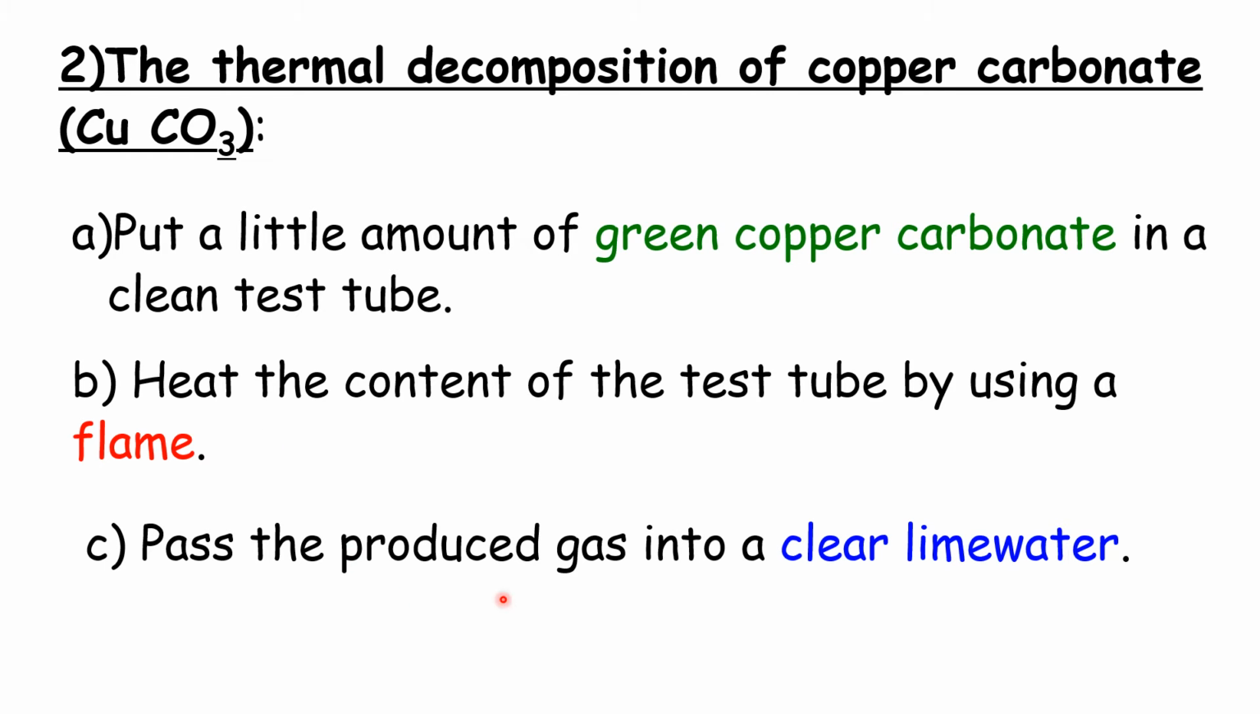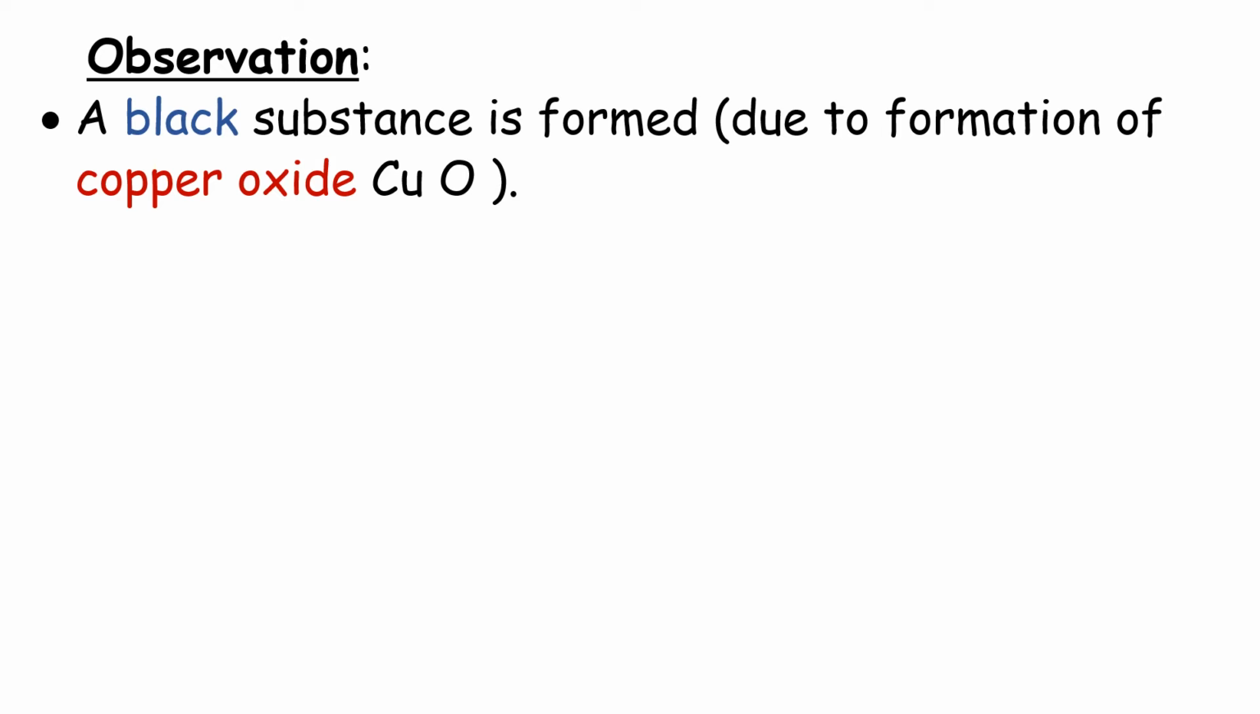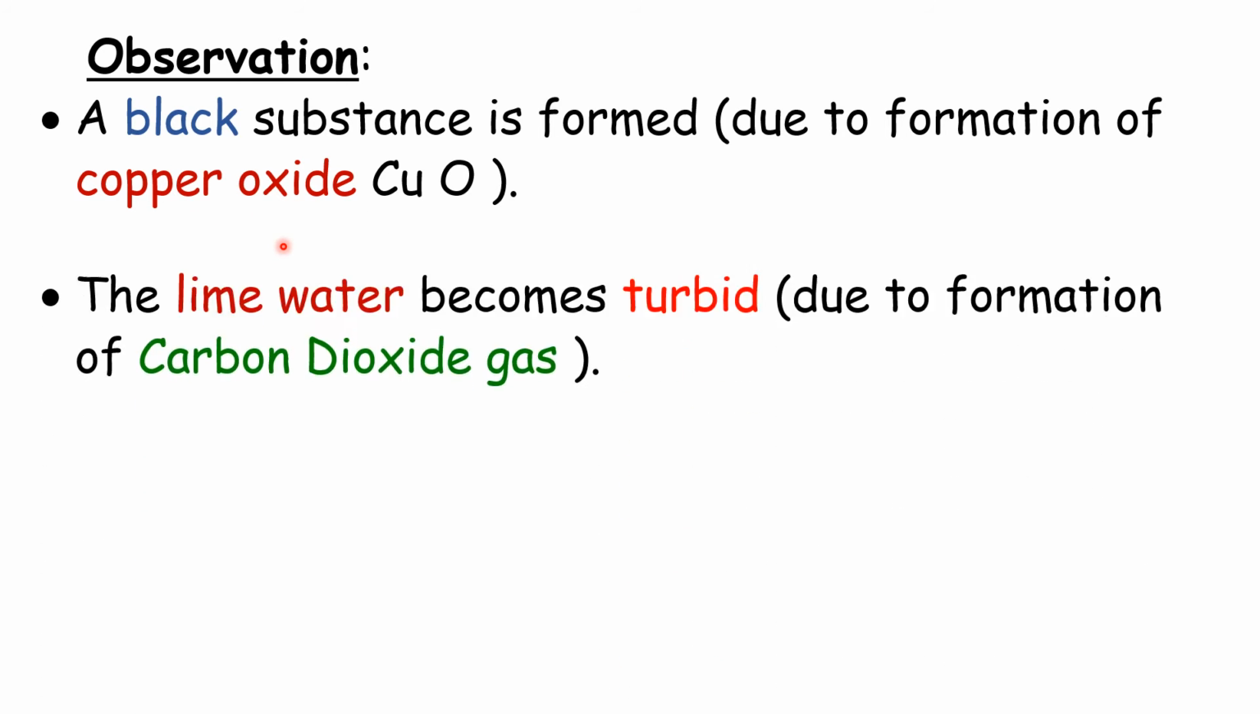Pass the produced gas. في غاز طلع، الغاز ده هنعمل ايه؟ pass it يعني نمرره into a clear lime water. Observation: a black substance is formed. مادة لونها اسود اتكونت. ده بسبب ايه؟ due to formation of copper oxide لونه black. The lime water becomes turbid اتعكرت due to formation of carbon dioxide gas.